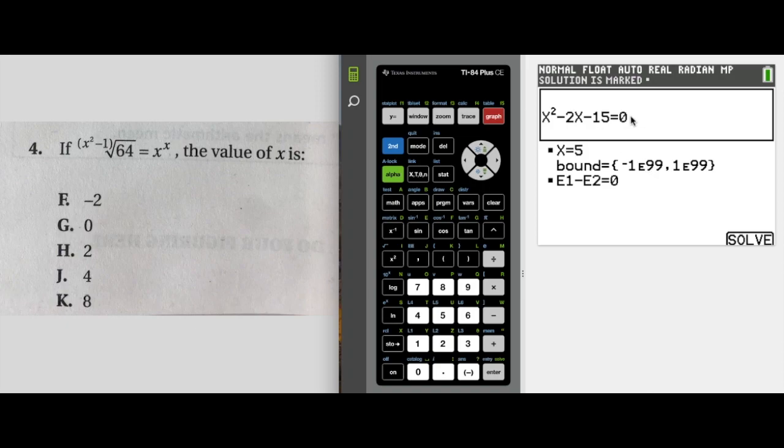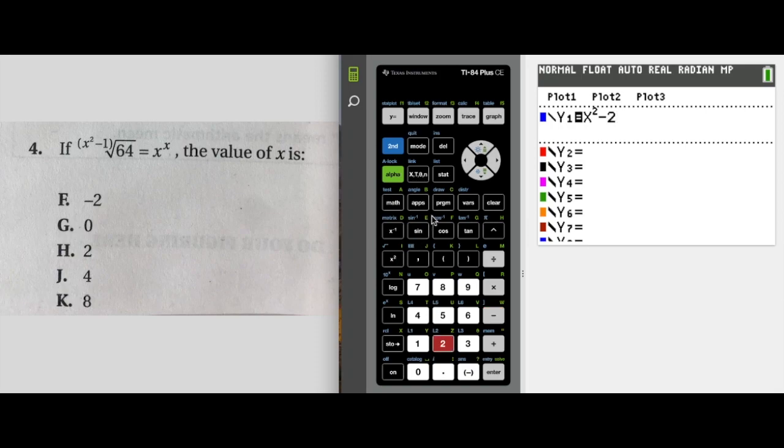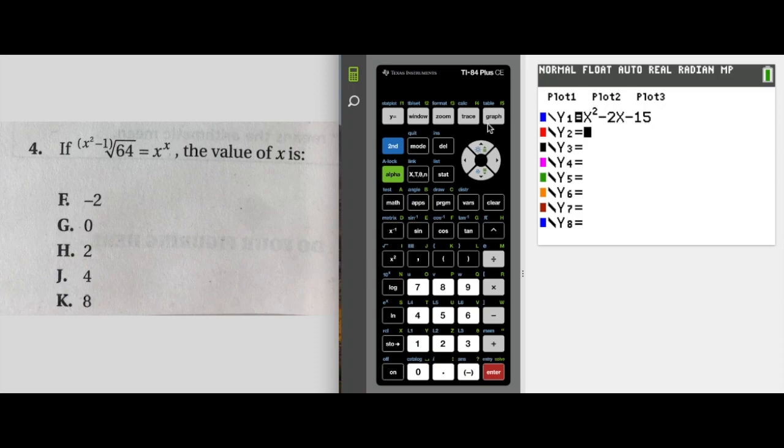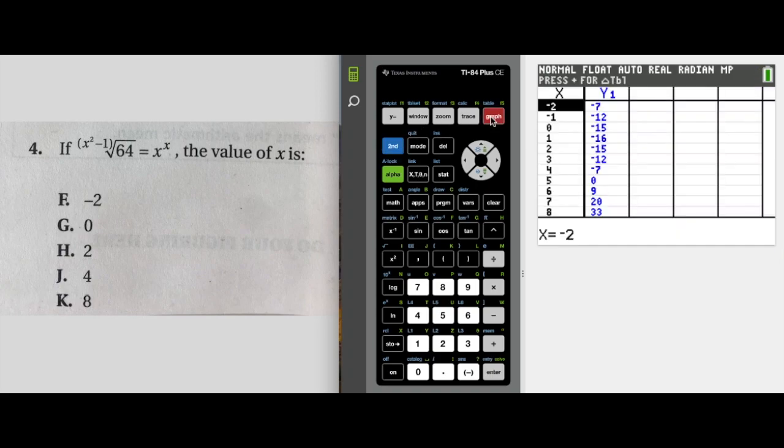The best way, though, I found for solving these quadratics is not to use this feature, but rather to go to the graphing feature and graph x squared minus 2x minus 15. And then when I graph that, okay, so there's what my graph looks like. And my solutions where it's equal to 0 would be right here at -3 and +5. And I can verify that by going to second table.